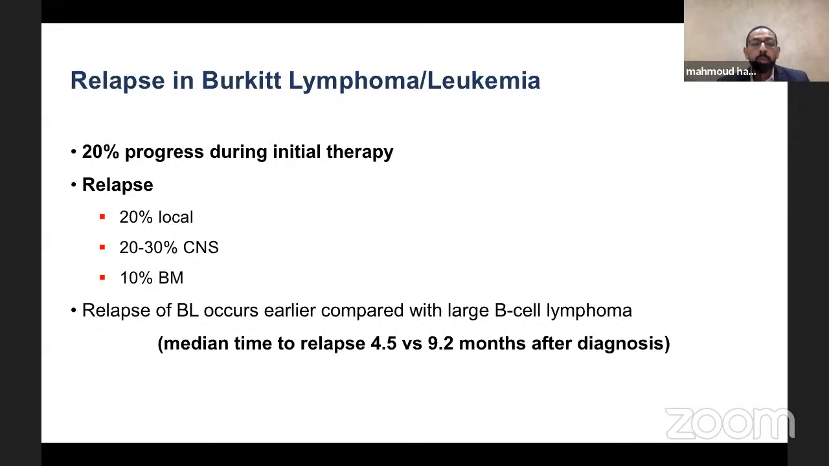20% of Burkitt lymphoma progress during initial therapy. Relapse occurs in 20% as local disease, 20 to 30% as CNS involvement, and 10% have bone marrow involvement. Relapse in Burkitt lymphoma occurs earlier compared to other large B-cell lymphoma subtypes, with a median time to relapse of 4 months compared to 9 months after diagnosis in large B-cell lymphoma.